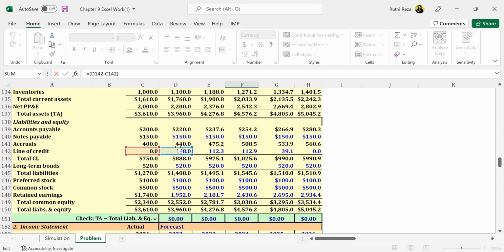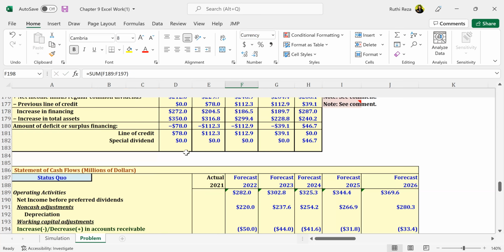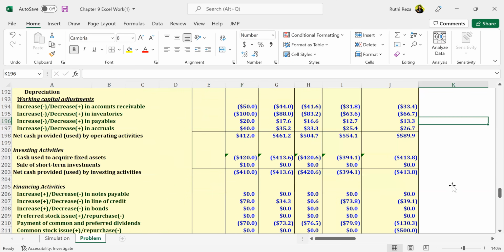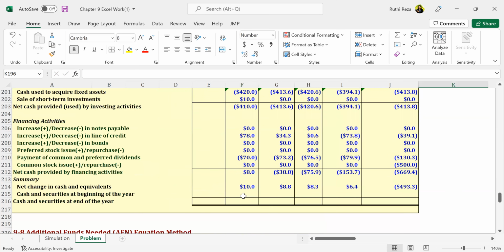This is the problem. So here we did not select the cell from line of credit. We did not select the cell for accruals. Instead, we actually chose the wrong cells, which is for line of credit. So we just corrected it. Now everything looks right.